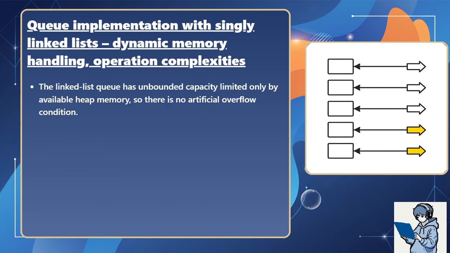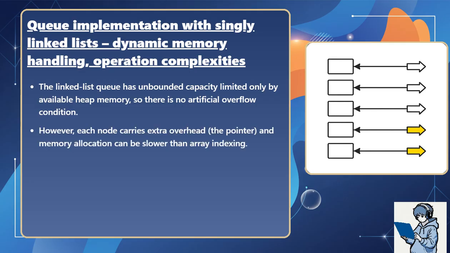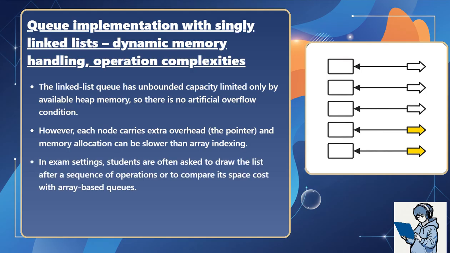The linked list queue has unbounded capacity, limited only by available heap memory, so there is no artificial overflow condition. However, each node carries extra overhead for the pointer, and memory allocation can be slower than array indexing. In exam settings, students are often asked to draw the list after a sequence of operations, or to compare its space cost with array-based queues.